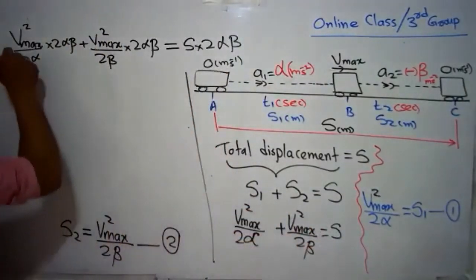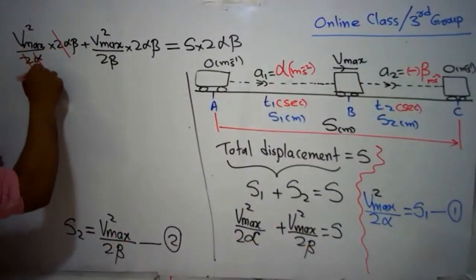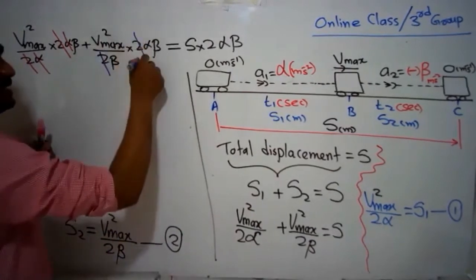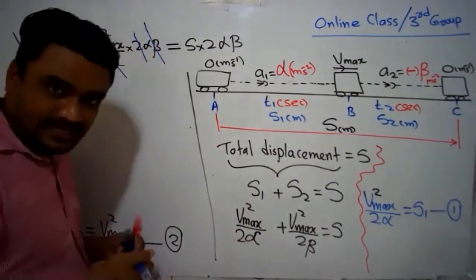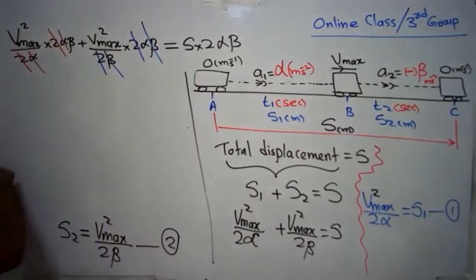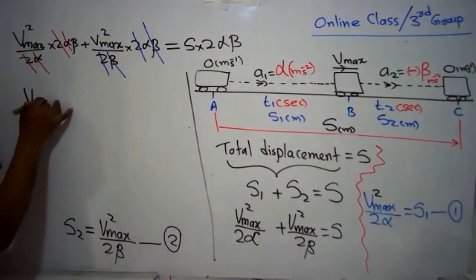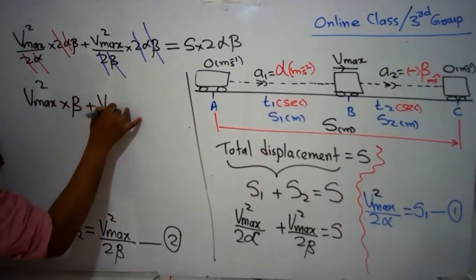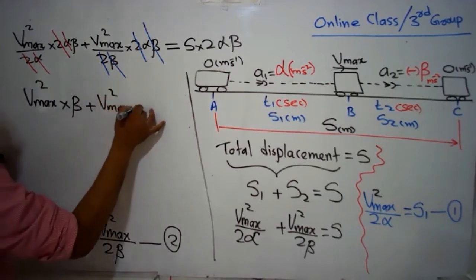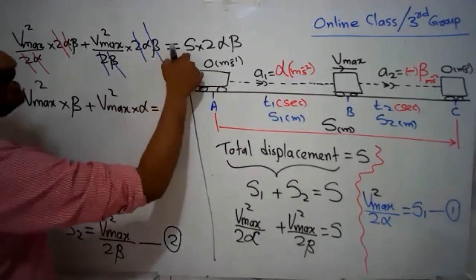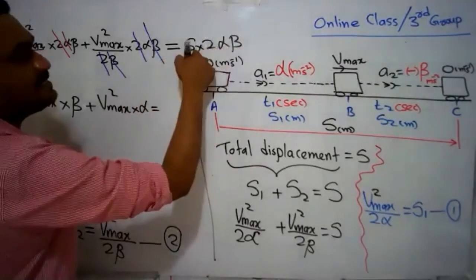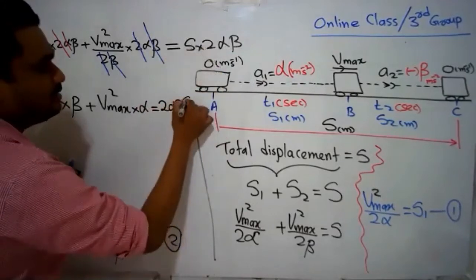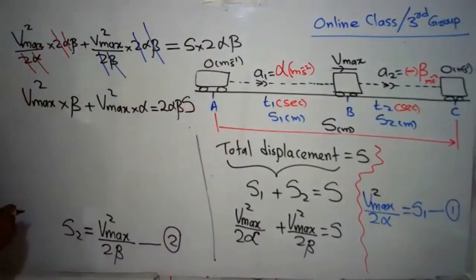Now you see this. This 2 and this 2 cancelled out. Alpha to alpha cancelled out. Similarly, 2 and 2 cancelled out. Beta to beta cancelled out. So the remaining terms will be V max square into beta plus V max square into alpha equals S into 2 into alpha into beta. S into 2 into alpha into beta can be written as 2 alpha beta S.